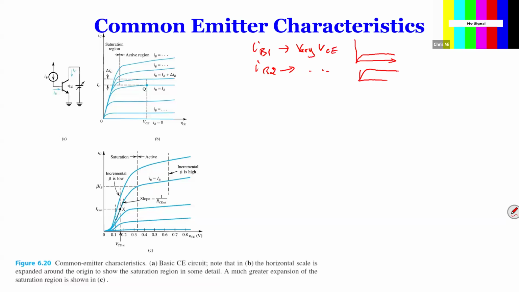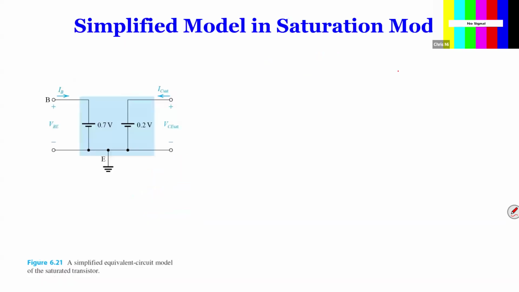So nothing special about this one. Just want to explain the relations of the BJT operation. Now, sometimes the BJT is in saturation. So if it is in saturation, from base to emitter is 0.7 volts, and from collector to emitter is 0.2 volts.